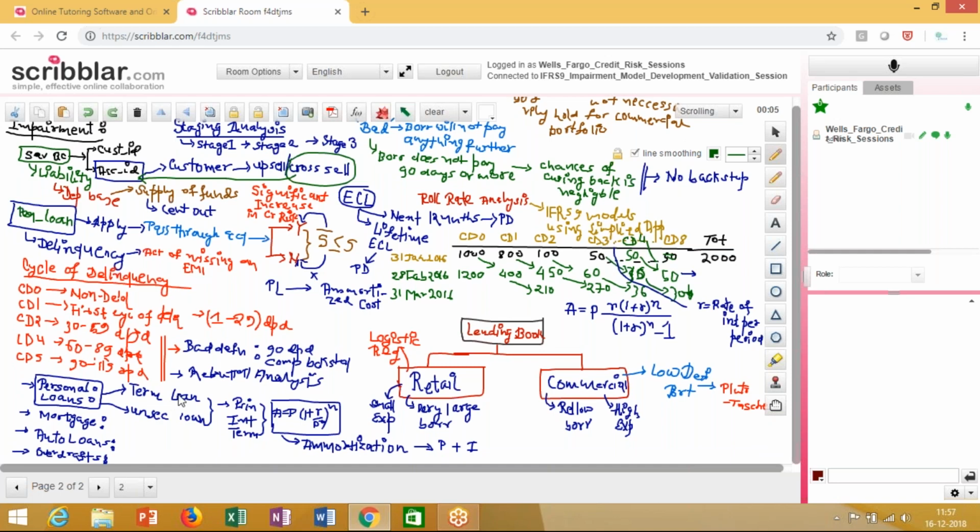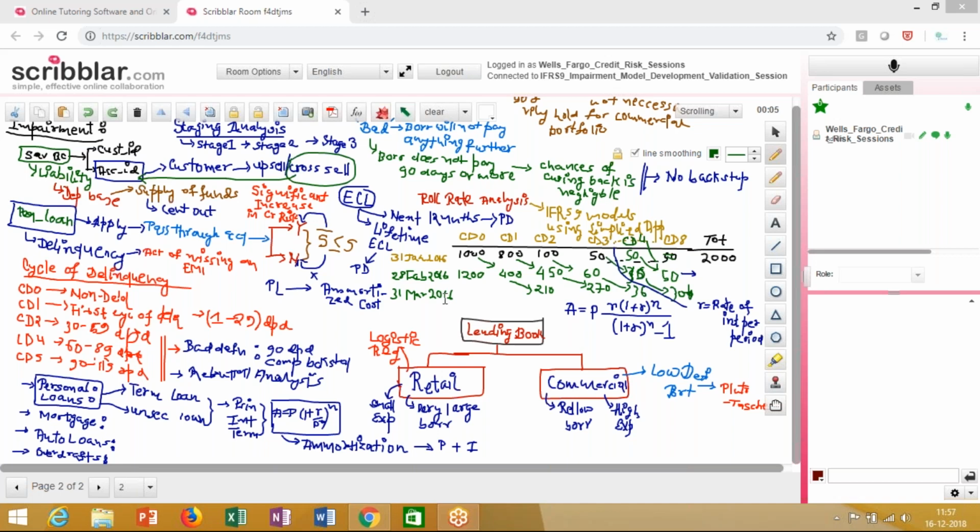Right. So now, before I move on further, Harish has a question: what is the difference between Basel, IFRS 9 and CECL expected credit loss from a regulator's point of view?